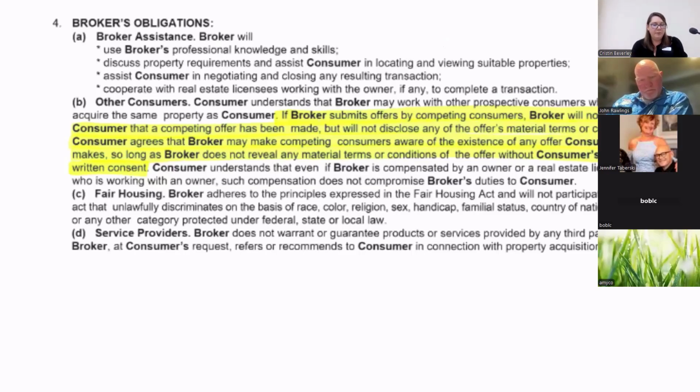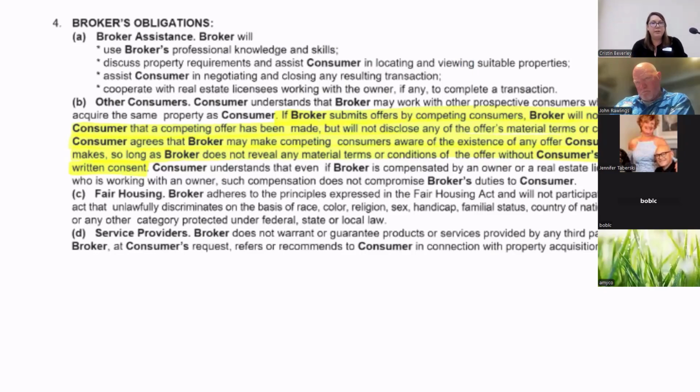And then we have other consumers. Consumer understands that the broker may work with other prospective customers who want to acquire the same property as the consumer. This entire section B here, you see that I have part of it highlighted. I would highlight this part, make sure that you're thoroughly aware of how this works, and also make sure that your customer understands how this works, because you don't want them getting mad at you later down the road if you're showing the same house to somebody else and they find out about it, right?